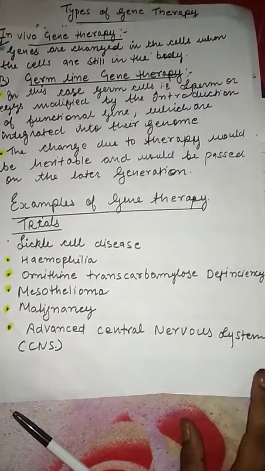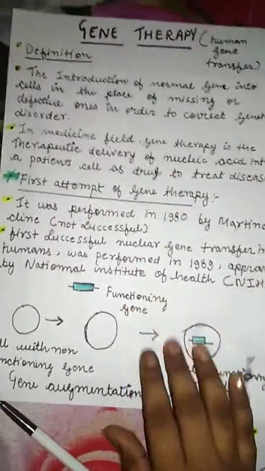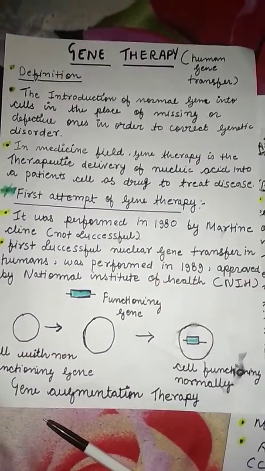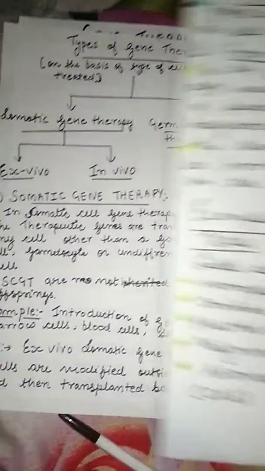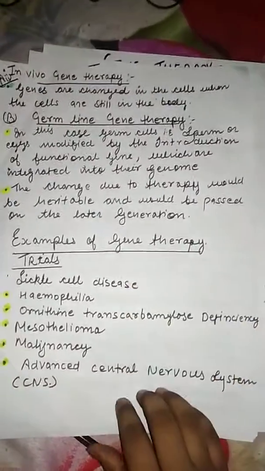So this was all about gene therapy. We have covered all the important aspects of gene therapy: the definition, the first attempt at gene therapy, types of gene therapy, examples of gene therapy, and some examples of gene therapy trials.